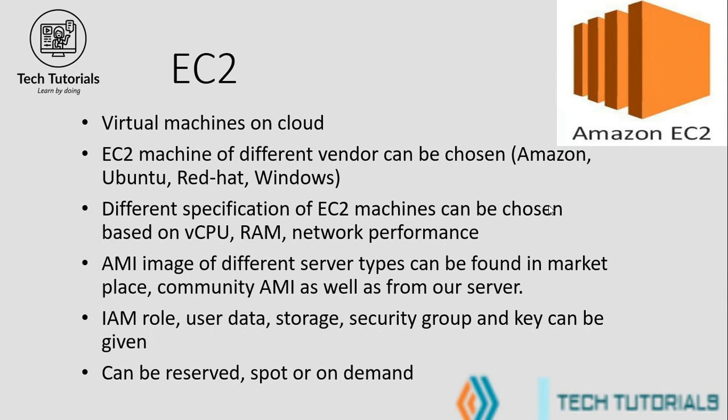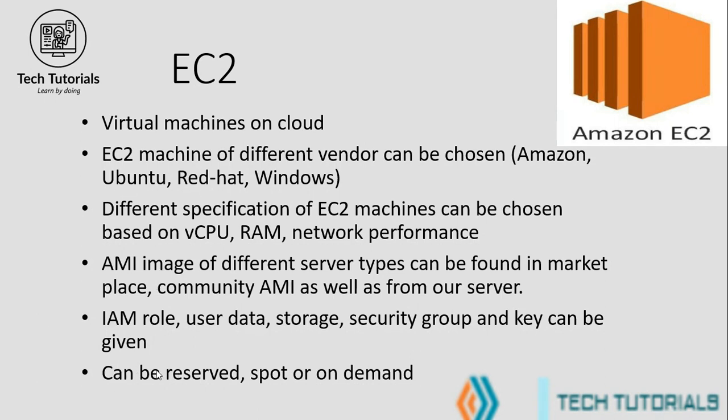EC2 is like a virtual machine on cloud. EC2 can be of different vendors like Amazon, Ubuntu, Red Hat, or Windows. We can choose an EC2 machine based on our requirement of number of CPUs required, amount of RAM required, and network performance. An AMI image is like a snapshot of an EC2 machine. Under Marketplace, we can find different types of EC2 AMI images. Those images consist of pre-installed software, and you should not install it after deploying those EC2 images.